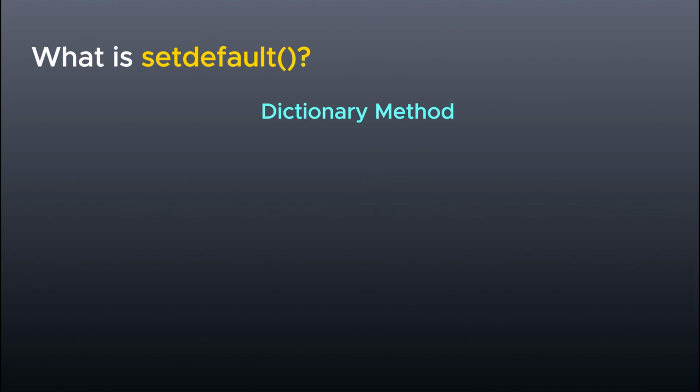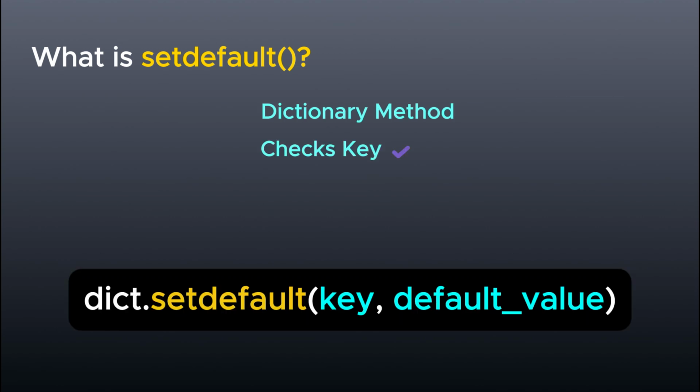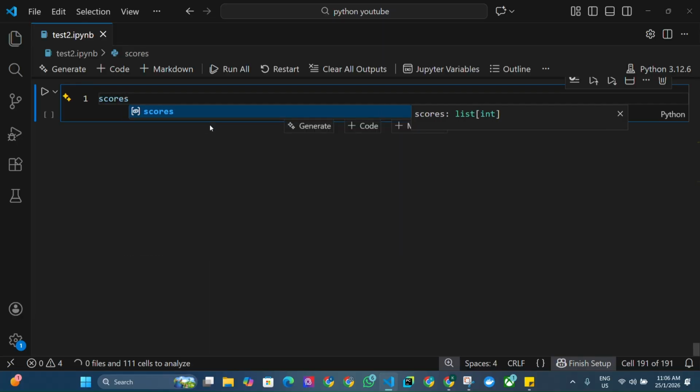setdefault is a dictionary method. It checks if a key exists. If not, it inserts the key with a default value. Think of it like saying, give me this key's value. If it doesn't exist, create it. Let's see a basic example.